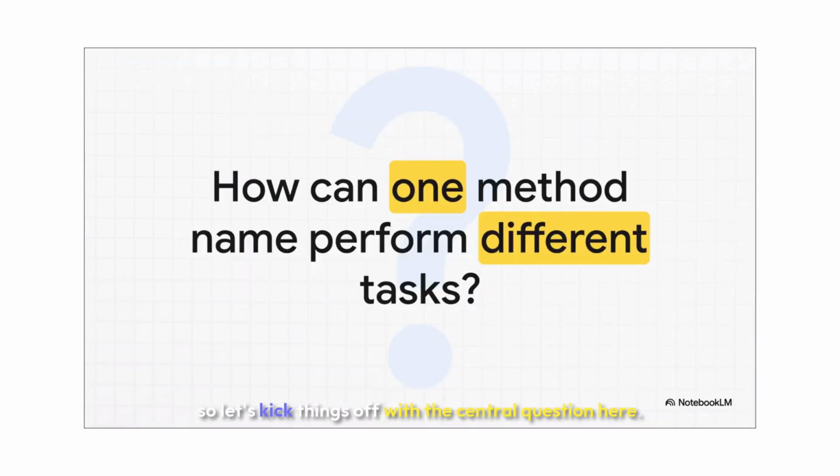All right, so let's kick things off with the central question here. Just imagine you're building a calculator app. You obviously want it to add numbers, but think about it. Sometimes you're adding whole numbers, like 5 and 10. Other times you're dealing with decimals, like 2.5 and 3.7. How can we possibly use this same simple add command for both of those without completely confusing the computer? Well, that's exactly the problem we're going to solve.